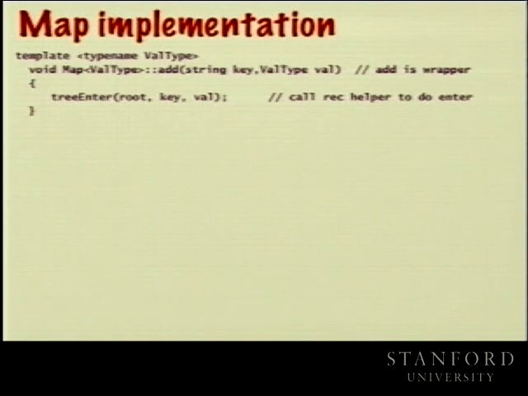So the add call is basically going to just be a wrapper that calls tree enter, starting from the root with the key and the value, that then goes and does the work, right, to walk its way down to the bottom and find the right place to stick the new one in.